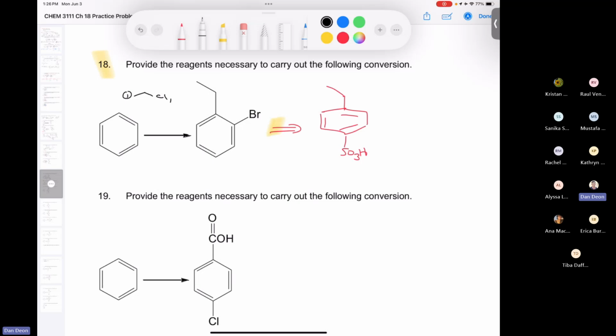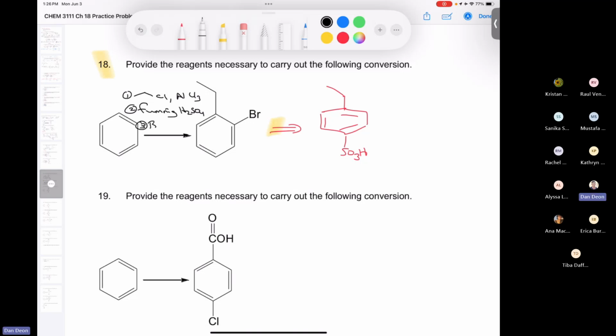In step 1, we're going to use ethyl chloride and aluminum chloride. In step 2, we're going to use fuming H2SO4, and that is going to install the sulfonic acid. Then we can put in the bromine.